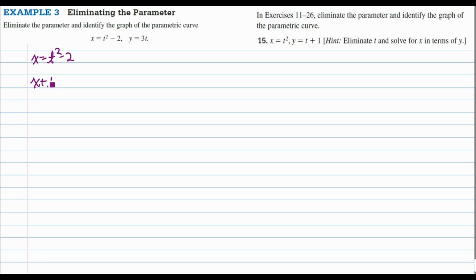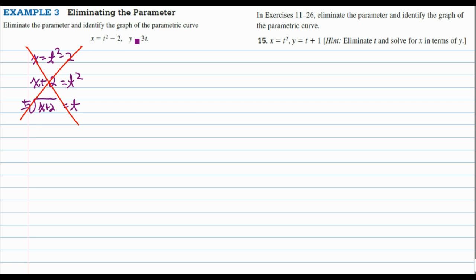x plus 2 equals t squared, and then taking the square root of both sides, plus or minus the square root of x plus 2 equals t. Now it's getting a little complicated because we have y equals two separate functions, and the goal is to get one function. So instead of doing it this way, let's solve for the other variable.